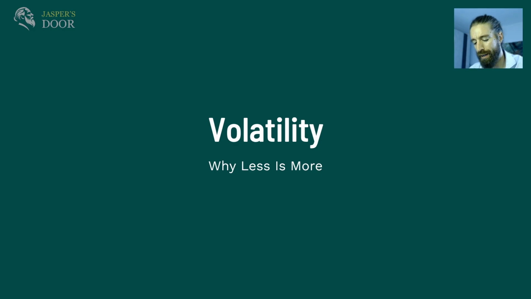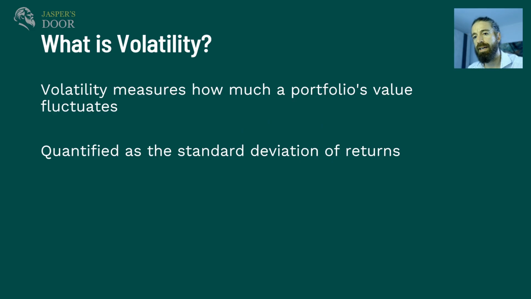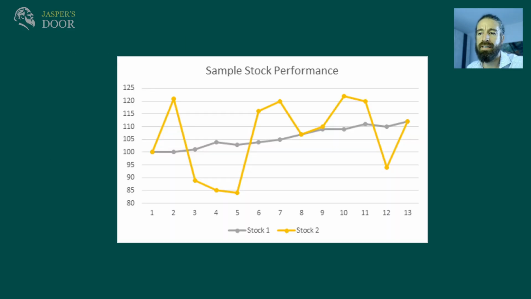Volatility. So what is volatility in the first place and what do we do about it? Volatility is simply how much a portfolio's price or value will fluctuate over time, and of course it is measured in standard deviation.